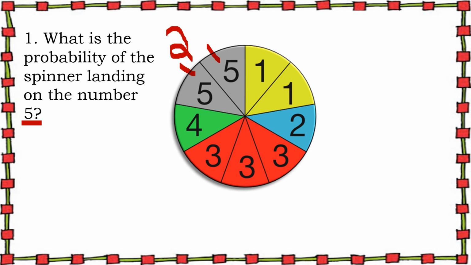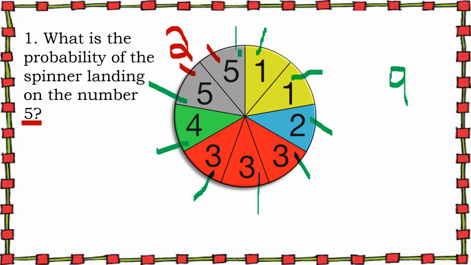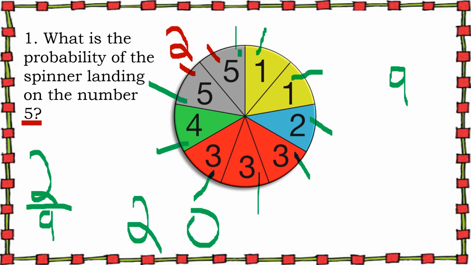Now, just like with the spinner with the colors, you have to count how many spaces you have there all together. So let's count. 1, 2, 3, 4, 5, 6, 7, 8, 9. We have 9 spaces in total. And a little trick for you is you can make a little dot so that you do not count a space more than once. So we have 9 spaces here in total. And the question says, what is the probability of the spinner landing on 5? We already know that we have 2 5s. So your answer should be 2 over 9, or if you chose to write it in the other form, 2 out of 9.